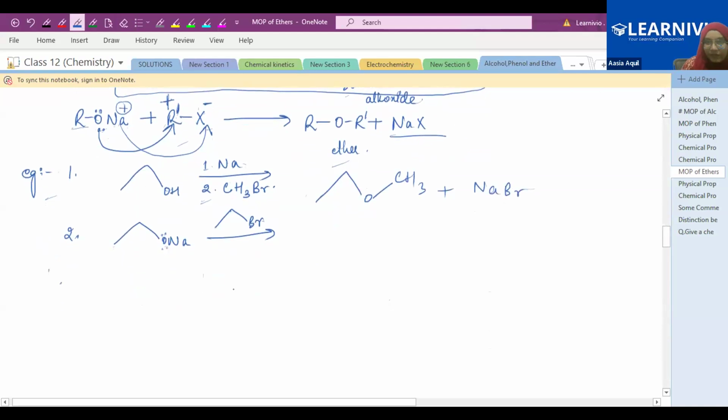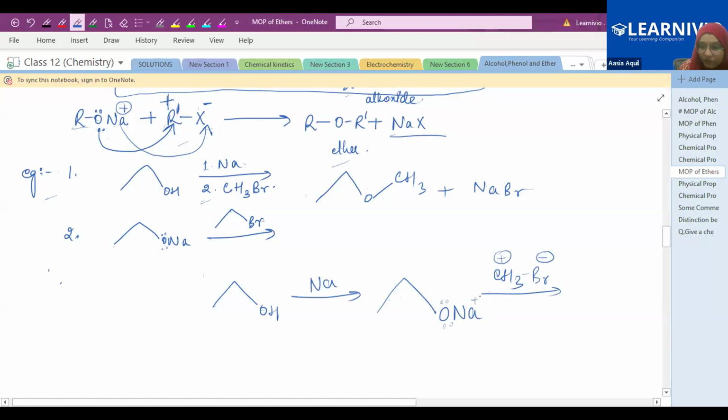See the simple mechanism. What happens over here? This OH, in the first step when it reacts with sodium, a substitution reaction will occur and it will form alkoxide, sodium alkoxide. Now in the second step, when it reacts with CH3Br, bromine has a negative charge and this alkyl group will have the positive charge. So this oxygen will abstract this and this will abstract this. So you will get CH3 over here. By this method of preparation, you can also prepare the unsymmetrical type of ether plus your NaBr. So that's the mechanism. It's quite simple.